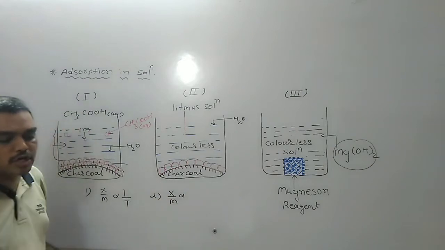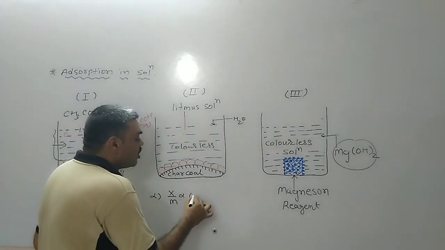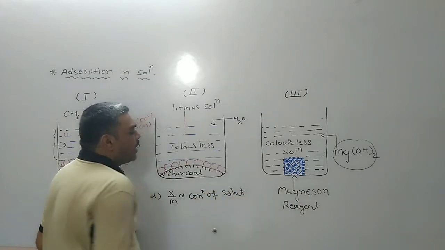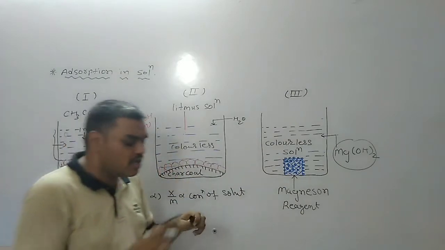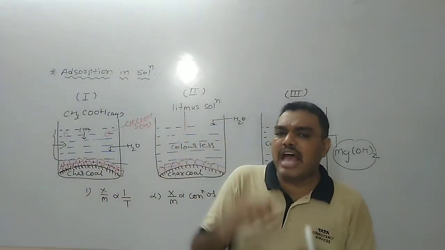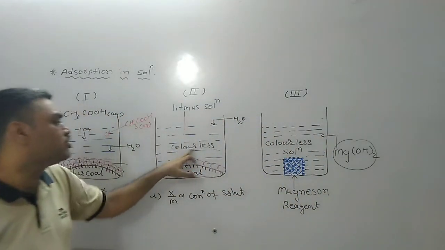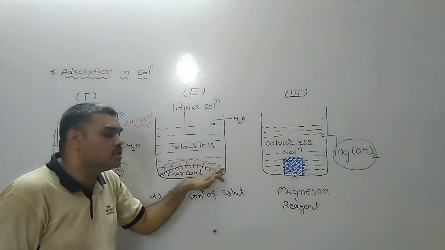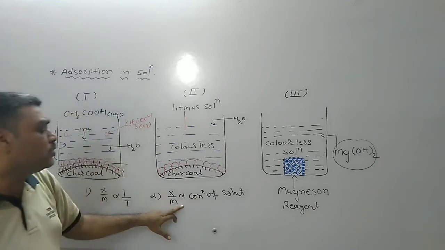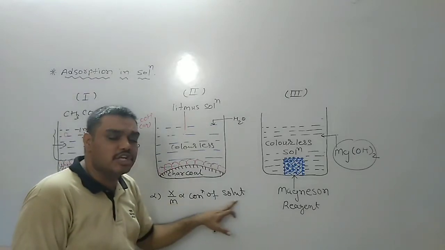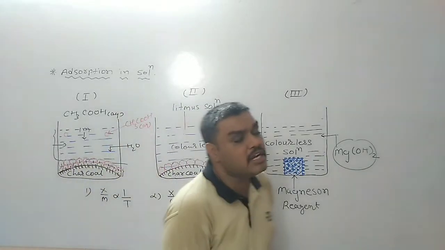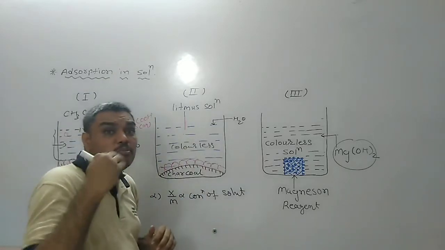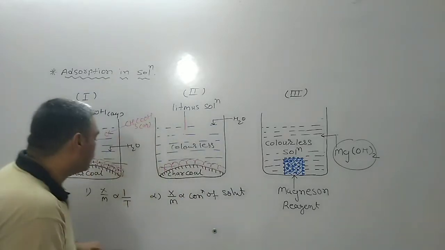Second conclusion, we will find that the adsorption x by m is directly proportional to the concentration of solute particles. In this litmus solution, if the concentration decreases, or I take less concentration, then after some time the solution becomes colorless, with only water molecules left. All these litmus particles are adsorbed on the surface of charcoal. So you can conclude that adsorption is directly proportional to the concentration of solute particles. In other words, as the concentration of solute in solution increases, adsorption takes place in more or excess proportion.